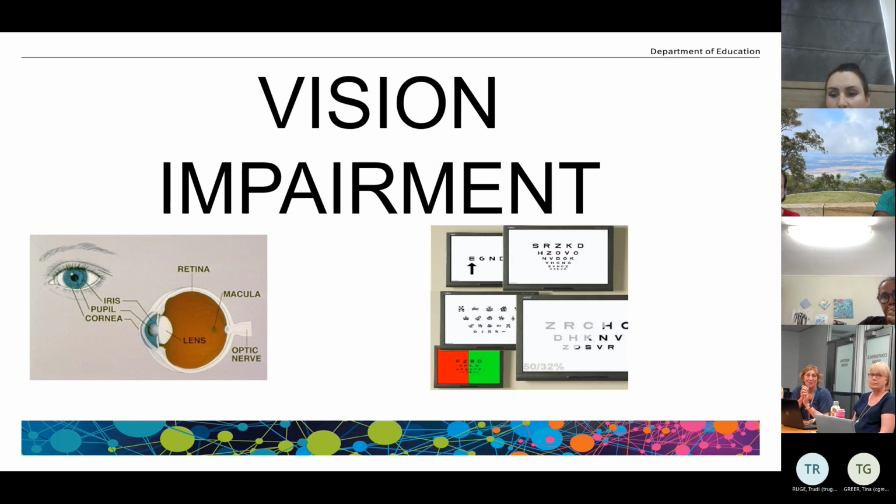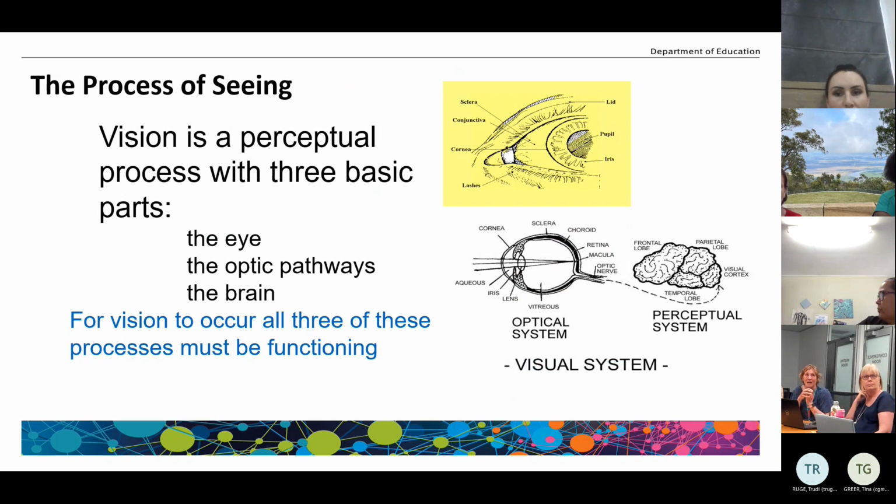What is vision impairment? It's the process of seeing. So vision is a perceptual process with three basic parts: your eye, the optic pathway, and the brain. And for vision to occur, all three of these processes must be functioning.